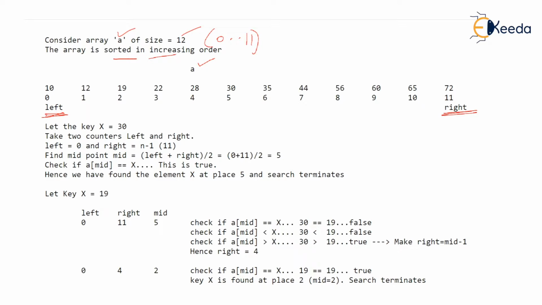And now we want to search, let's say, x equal to 30. Is 30 present in the array? Now you can check that 30 is really present at location 5. So binary search should announce that 30 is present at location 5. Now what's the procedure? We will take two counters left and right. Let left equal to 0 and right equal to n minus 1, that is 11. So left and right have started from two extremes.